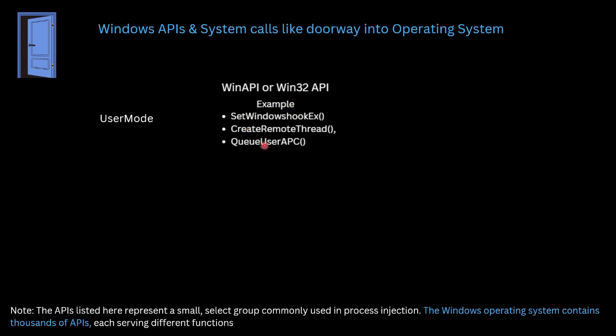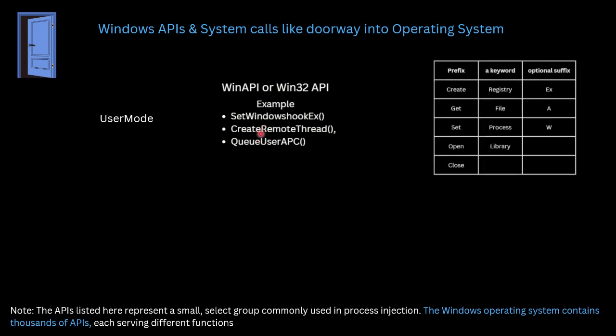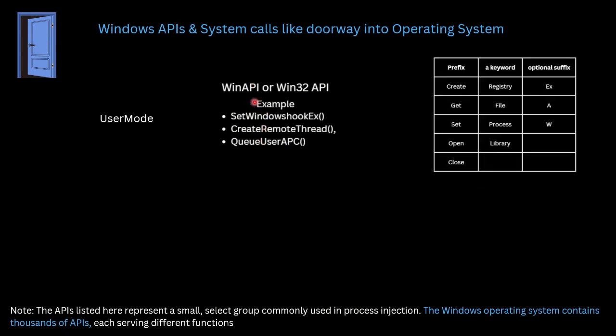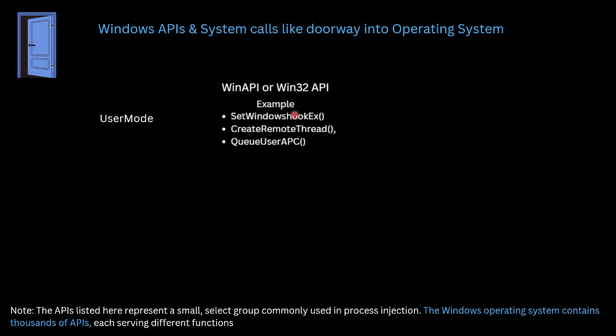In user mode, you will find these Windows APIs. These are some of the examples that I'm showing you for Windows APIs. Now this is not an exhaustive list, but these are some of the APIs that are really important from a process injection perspective. So I have listed these APIs on the screen.